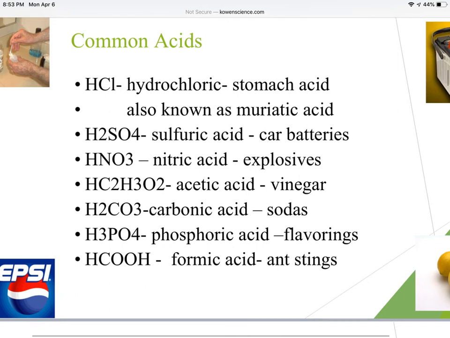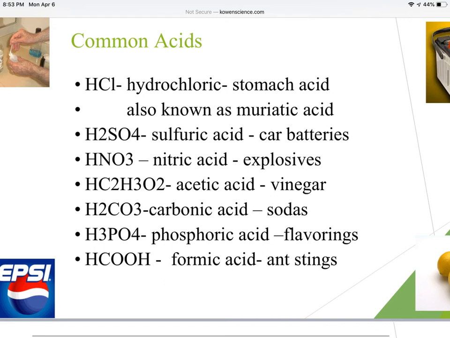Sulfuric acid is found in car batteries. Nitric acid is found in explosives. It's also occasionally used in lab experiments. Acetic acid in vinegar. Carbonic acid is found in Cokes.